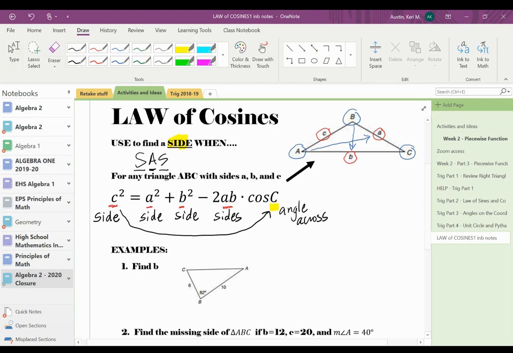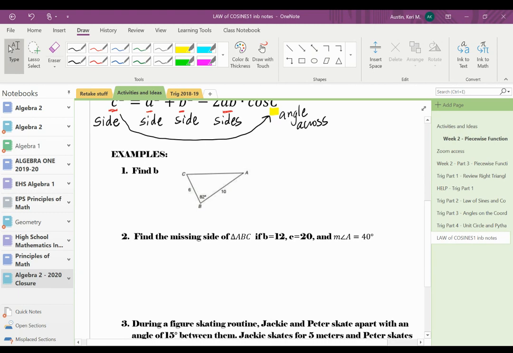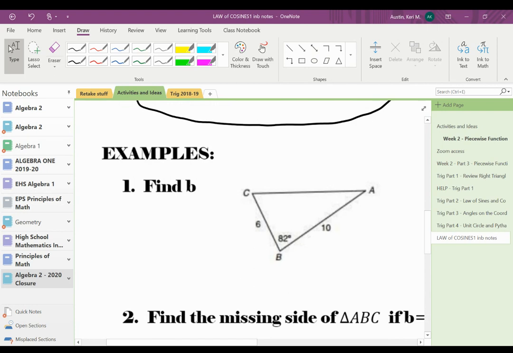So let's just jump right into an example. It says, example 1, find B. Well, where is B? B would be right here. Little b stands for side B across from angle B. So let's look at what we have here. We have a side, we have an angle, and we have a side. There's our SAS. So this is the side I'm looking for. There's the other two sides that I know, and there's that angle across from it.